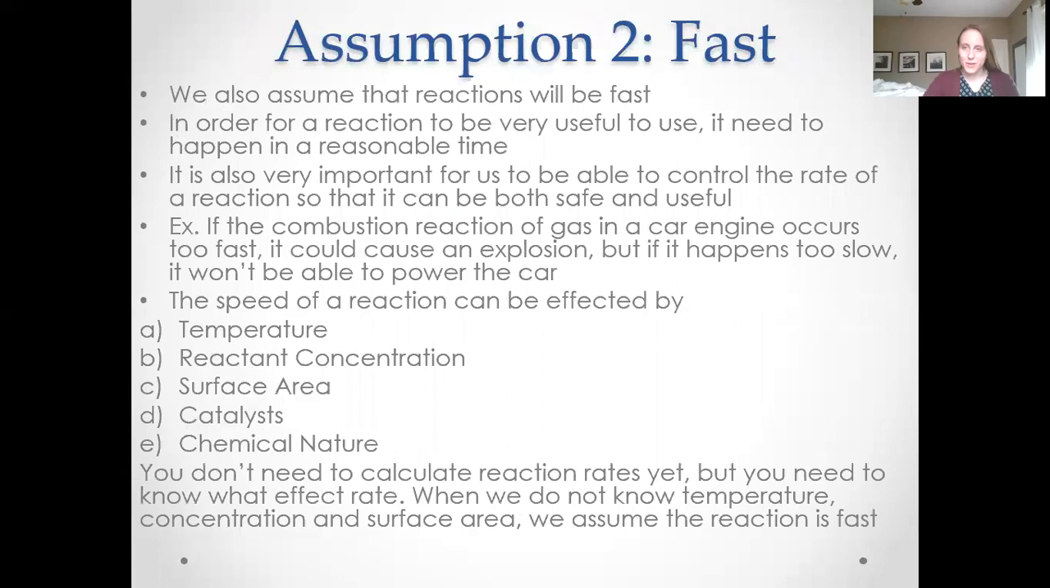Okay, so that is the first assumption, that we always assume reactions are spontaneous. And then of course we can actually check that assumption based on these predictions. The second assumption is that reactions will be fast. In order to be useful, reactions need to be fast or happen at a somewhat reasonable time. We do have to be able to control the reaction rate so that it can be safe. You don't want it to be too fast, or it's unsafe. You don't want it to be too slow, or it's useless.